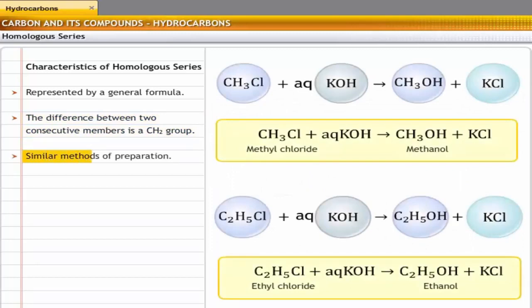The members belonging to a homologous series are prepared by similar methods. For example, methanol and ethanol can be prepared by the hydrolysis of methyl chloride and ethyl chloride with aqueous potassium hydroxide.